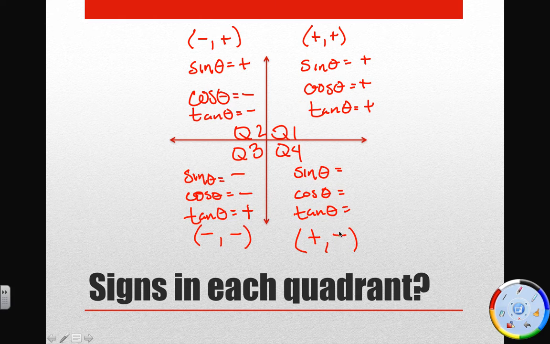And sine of theta is y over r, so it's negative. Cosine of theta is x over r, so it's positive. And tangent is y over x, so it's negative.